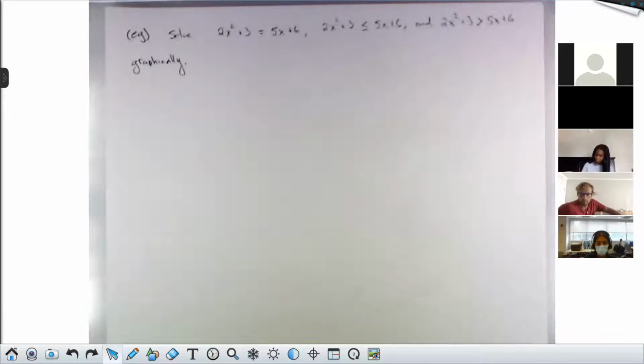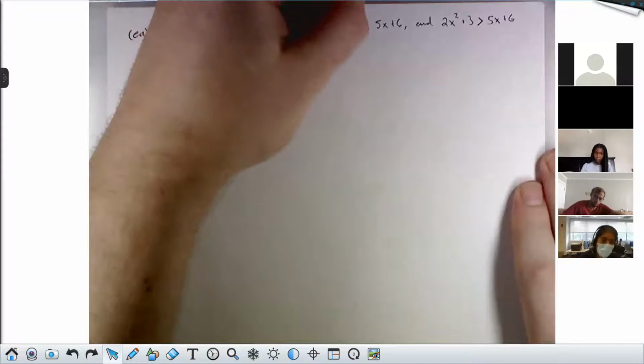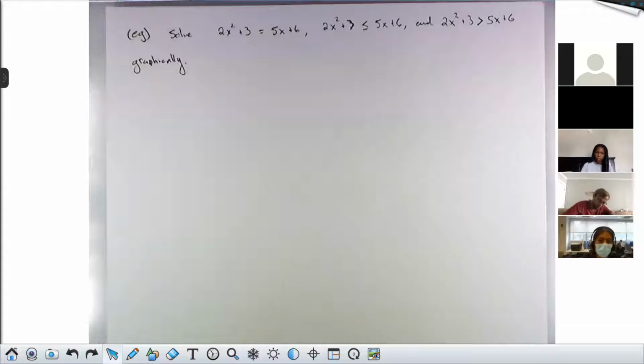So in theory, we could solve each of these things algebraically, but it's some amount of work, and the idea here is to get comfortable with doing this graphically.